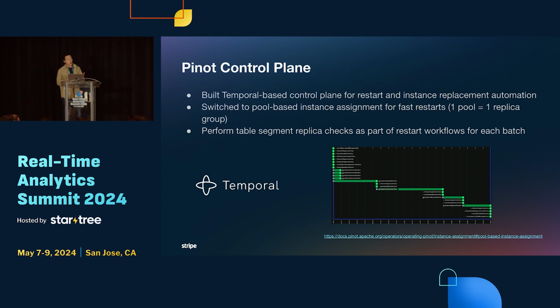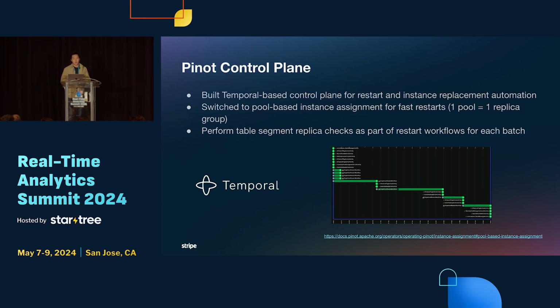And our restart workflow does batching logic that maximizes the number of servers it can restart. We use pool-based instance assignment, which allows us to programmatically filter servers by pools, since each pool maps to a replica group. And our restart workflow takes at most one replica group per tenant down in parallel. We also have segment and server health checks as part of the restart workflow, which checks after each batch is restarted to ensure the cluster stays healthy.